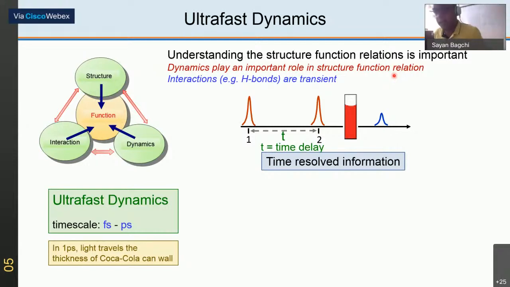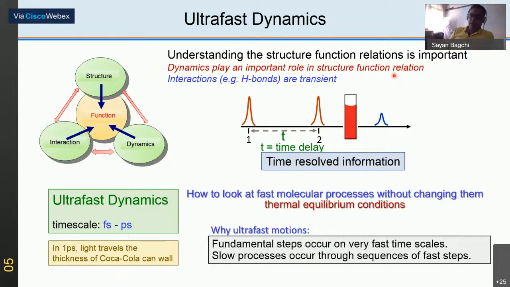Now we know that light is one of the fastest things we know. In 1 picosecond, the distance light travels is the thickness of the wall of a Coca-Cola can. If you take the Coke can and think about its thin wall, light travels that much distance in 1 picosecond. So even though this is the fastest thing we know, it is traveling a very small distance. And we are interested in whatever happens in that small amount of time, when light merely passes through the wall of a Coca-Cola can.